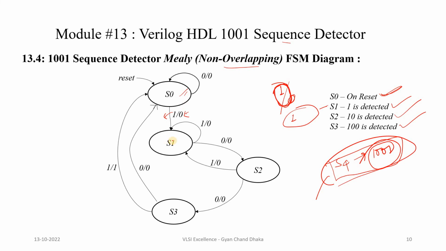Okay, so when 1 is detected, we are in S1 state. In S1 state, the next bit can be 0 or it can be 1. If the next bit is 0, we go into our S2 state, which is where 1 0 is detected. So we are in the S2 state.